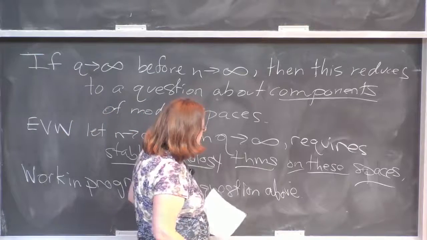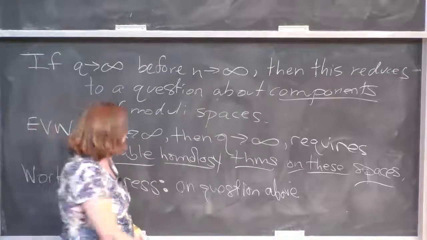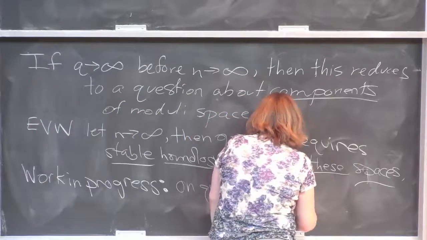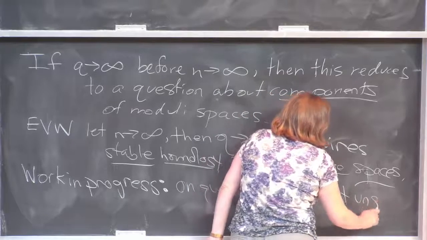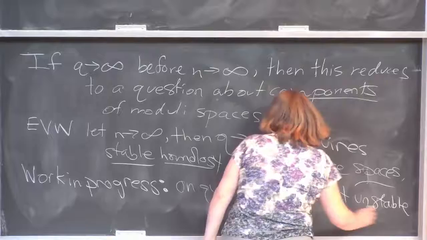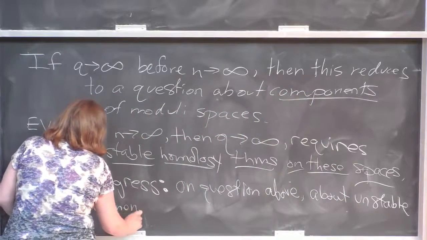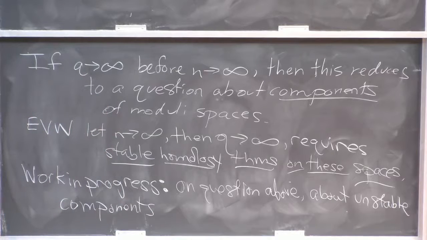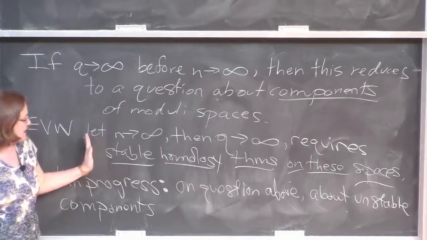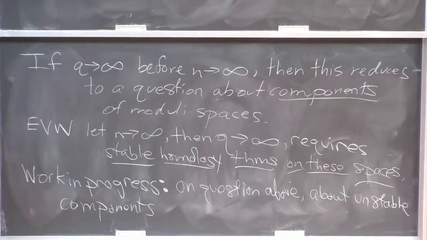But it's actually a question of components that are sort of unstable. So on the question above, about unstable components. Okay, so I'm not going to say too much about what I mean by unstable components. So it's a question of components, but it's sort of orthogonal to this work in that this work is about, in some sort of stable range, understanding all the homology.